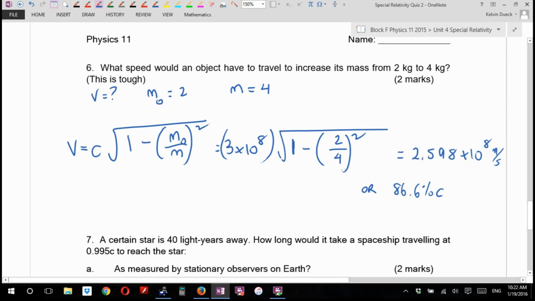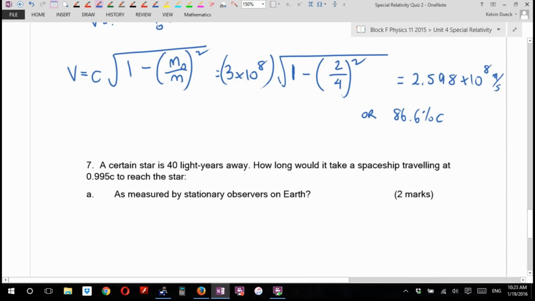On your test, if I ask you velocities, which I will, I'll be clear in the instructions whether I want you to leave me the answer as a percentage of the speed of light or whether I want the answer in meters per second. Alex, I will ask you to handle both, though. Okay?